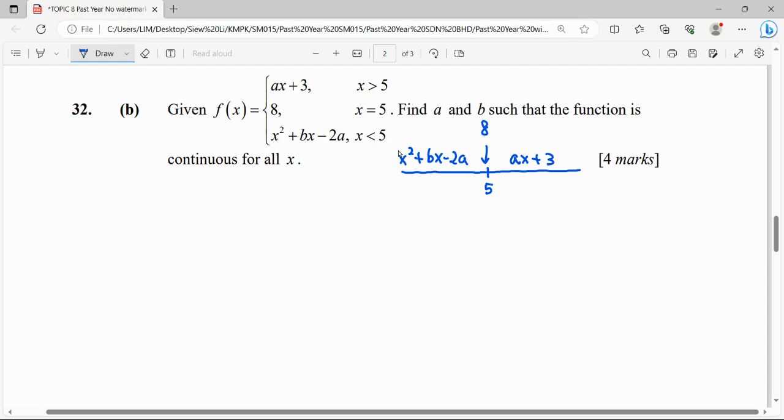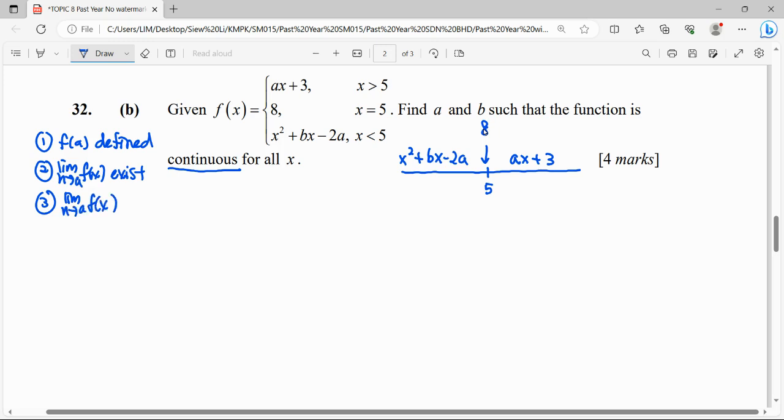So in continuity, we have 3 conditions. First one, f(a) must be defined, meaning the point must exist. So we can see here, this is coordinate 5: before 5, after 5, and coordinate 5. So coordinate 5 must exist, so f(5) is equal to 8. Number 2, the limit exists. Number 3, the limit as x approaches a is equal to the coordinate of that point.